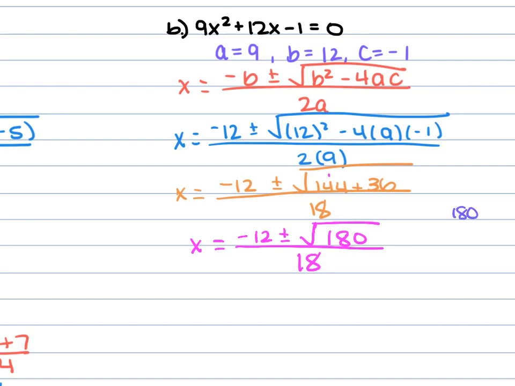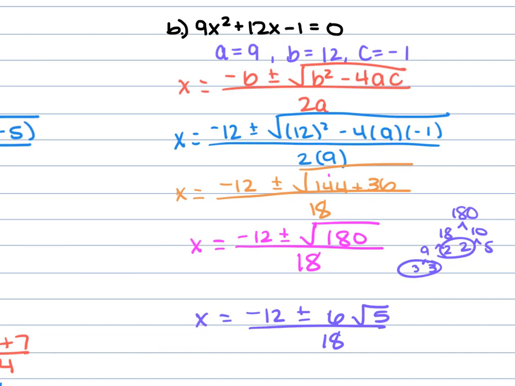That 180 is 18 and 10. The 10 is 2 and 5. 18 is 2 and 9. The 9 is 3 and 3. So 3 times 2, leave the square root of 5. So x is equal to negative 12 plus or minus 6 square root 5 all over 18.